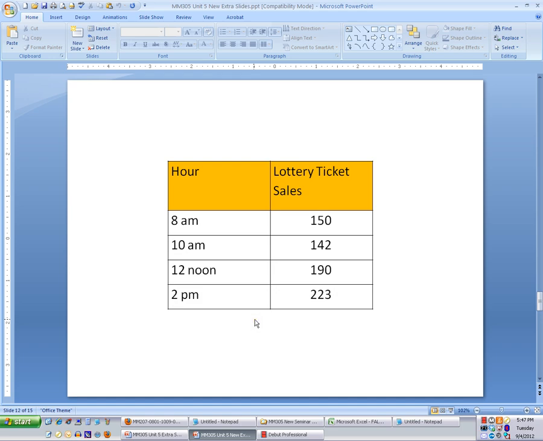For our second example, for exponential smoothing, we're going to use another example here. This is lottery ticket sales on the day of a drawing, by the hour. We look at 4 different hours and see how many tickets were sold: 8 a.m., 10 a.m., 12 noon, and 2 p.m.